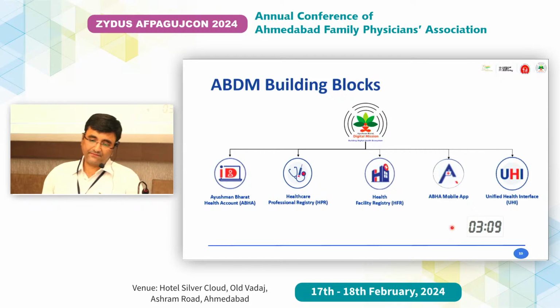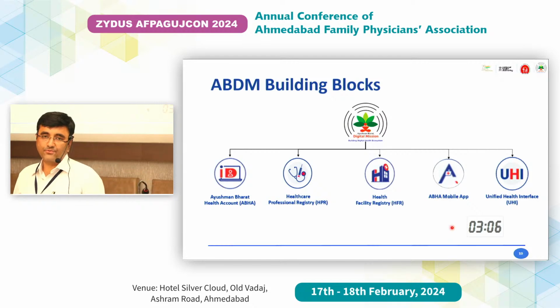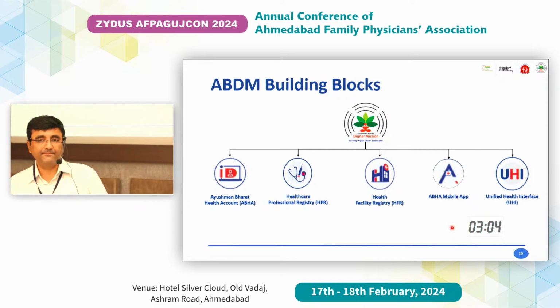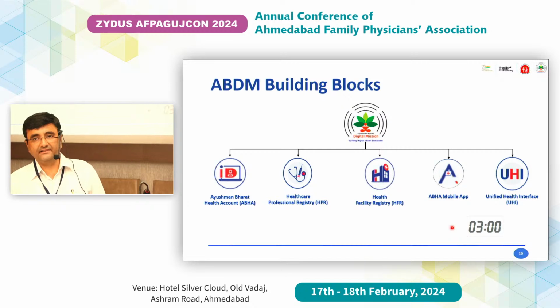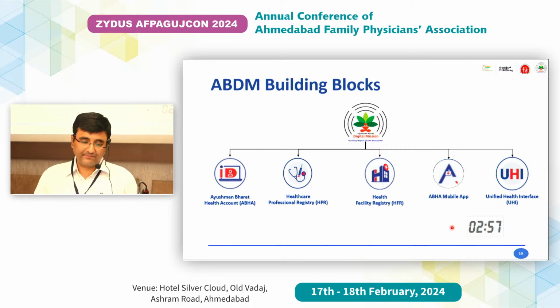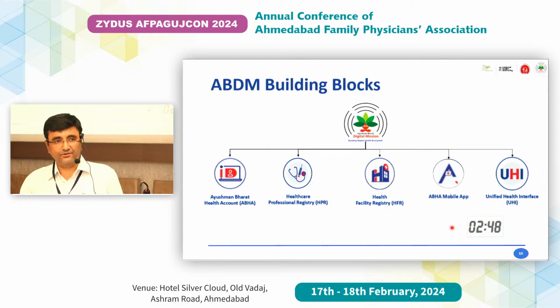So these are 5 foundation steps. Ayushman Bharat Health Account, ABHA, is the first step to join with the ABDM, where a citizen can open an account and link the health records. The second block is Healthcare Professional Registry, HPR, where qualified doctors, super specialty doctors, Ayush practitioners, be it homeopathy, Ayurveda, Siddha, Unani, can also join. Qualified nurse staff can also join and register in HPR.